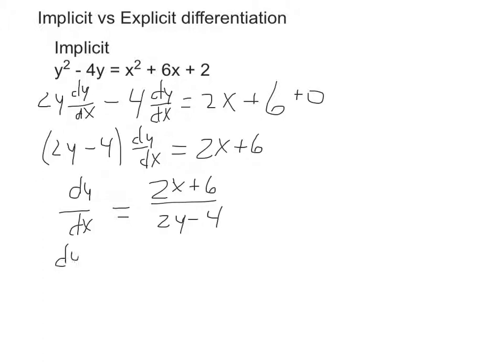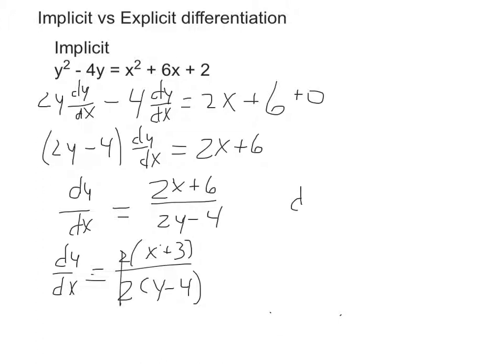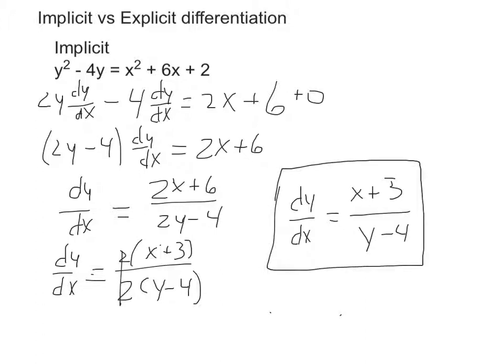Now you might notice that all of this is divisible by 2, so if we see that, we write this as dy/dx equals 2 times the quantity of x plus 3 over 2 times the quantity of y minus 4, and the 2's will cancel, and we get a final answer here that dy/dx will be equal to x plus 3 over y minus 4. Okay? So, excuse the handwriting, but that is the best we can do for implicit differentiation. x plus 3 over y minus 4.